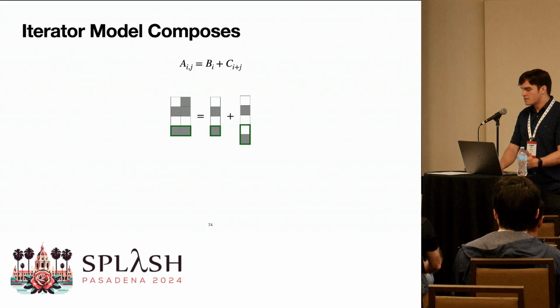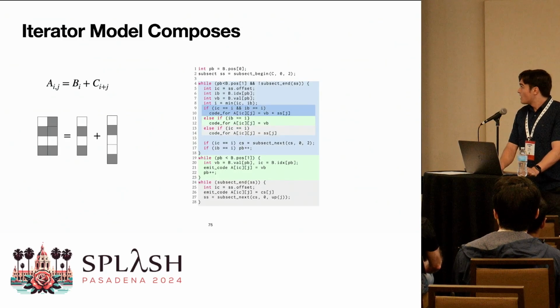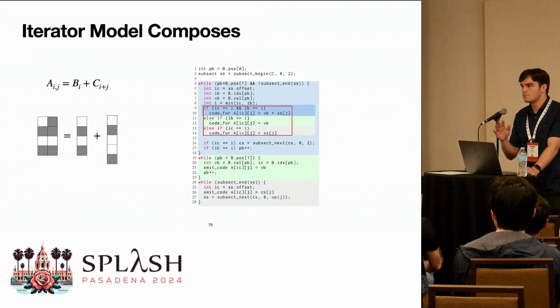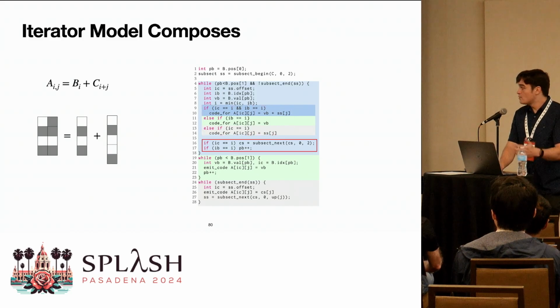So that's good. What does the generated code look like? Well, it really follows the iterator model from the last talk and this talk. We first initialize some iterators for B and for the subsections of C. And then we iterate while those iterators are still valid. We compute i and j, and then we have some control flow for handling the case where B is empty and C is not, or C is empty and B is not, or they both have non-zero values. And then we conditionally step our iterators forward.